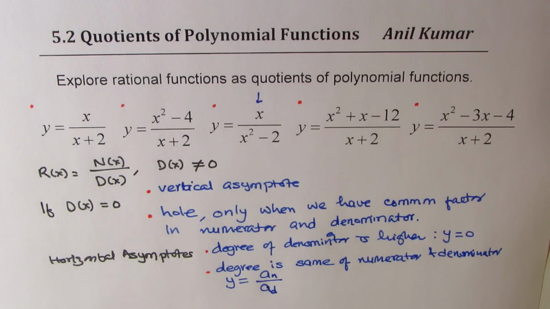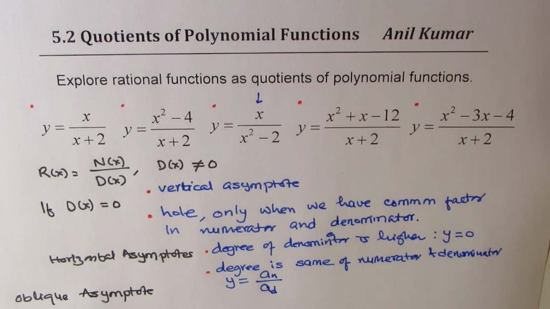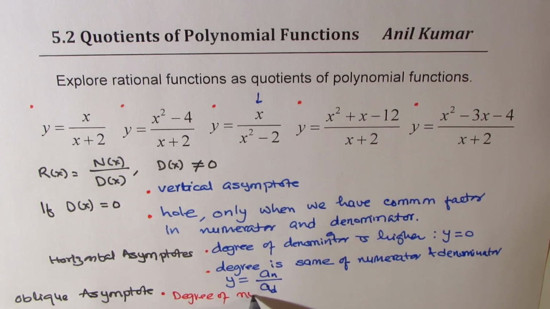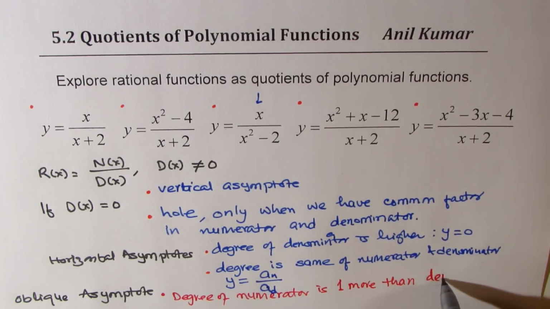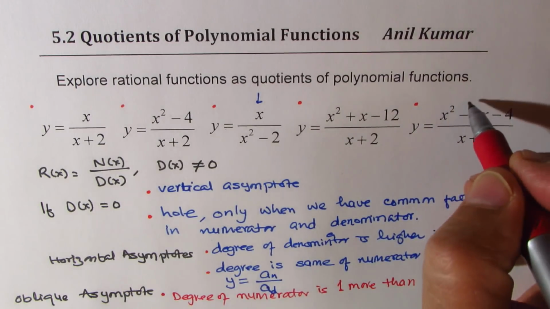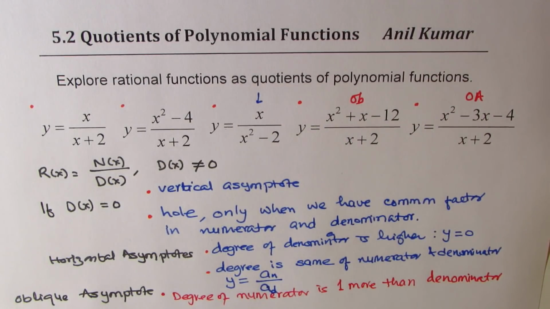Okay, now one more type of asymptote is there, which is called the oblique asymptote. Now, an oblique asymptote is possible if the degree of the numerator is 1 more than the denominator. Correct? So the examples would be these. So we have an oblique asymptote here. So write oblique asymptote, oblique asymptote, since these are 1 degree higher, okay.